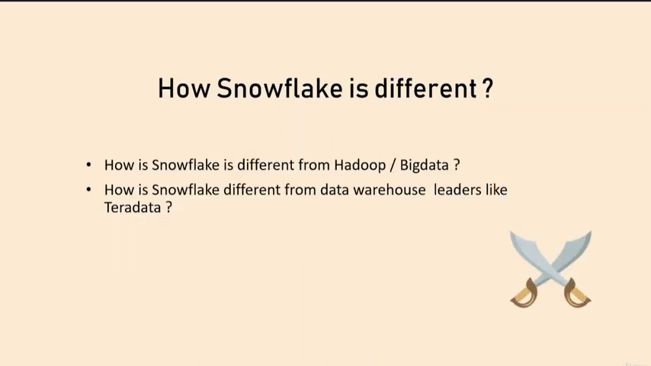How is Snowflake different? Let's talk about MPP, Massive Parallel Processing Systems. In a true MPP, say for example, if you have 10 nodes in a cluster, the data will be evenly distributed across all the 10 nodes, and if the user fires a query, all the 10 nodes work in parallel, and then they return the results to the user faster. Snowflake is a true MPP system, whereas Hadoop or Big Data is not an MPP system.